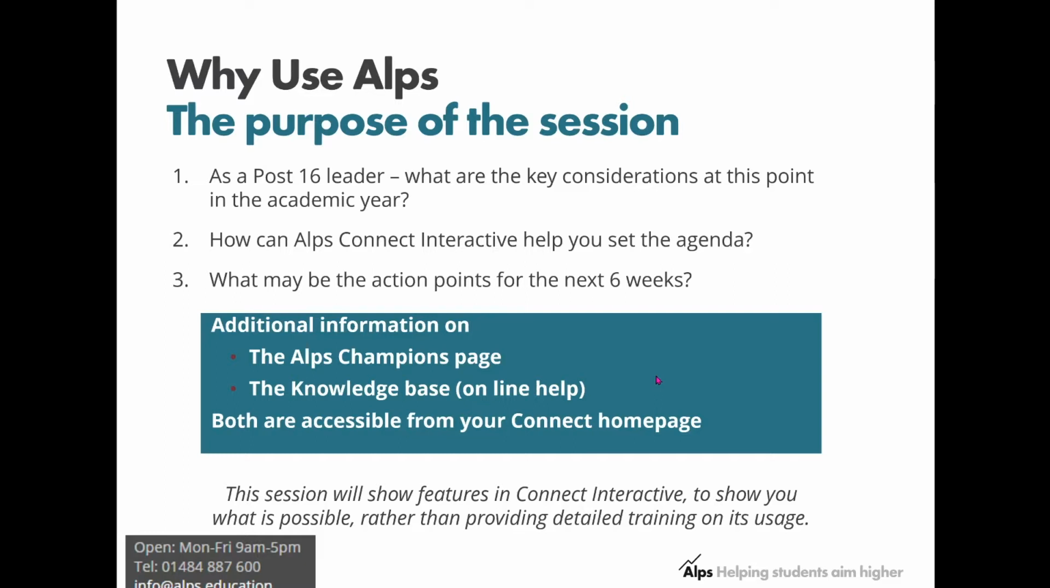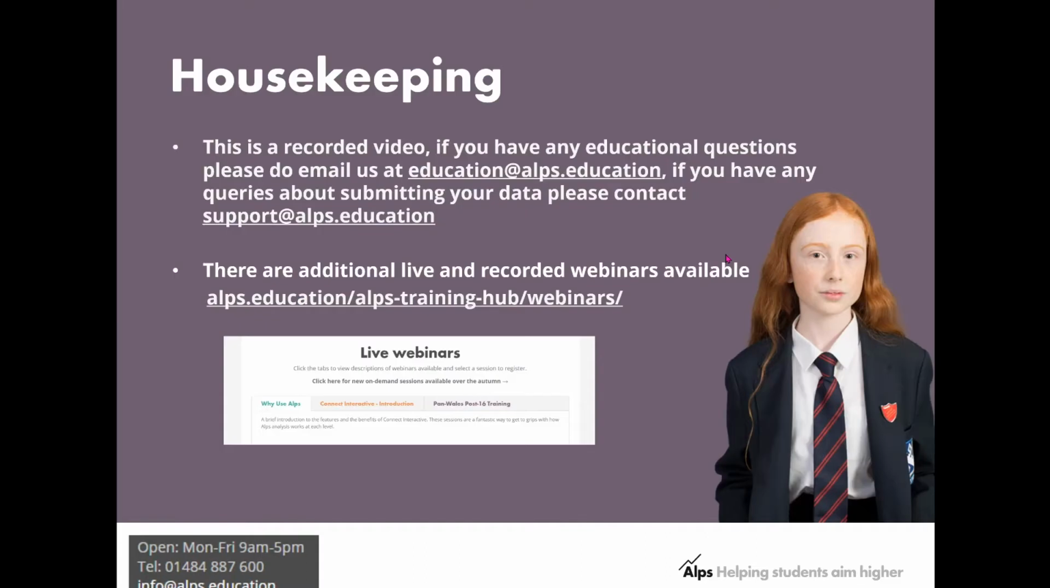There's lots of information to support your work using ALPS. There's a champions page in our knowledge base, both accessible from the Connect homepage. I'm going to work through some example data with you, but I will be looking at the data itself rather than trying to train you on all the details of using Connect Interactive. But hopefully you'll be able to pick up some bits, and you can always pause the video or rewind if you wish to go back.